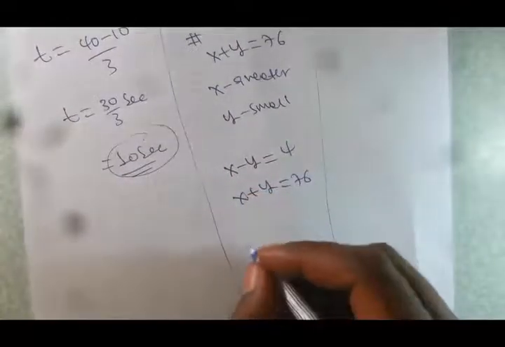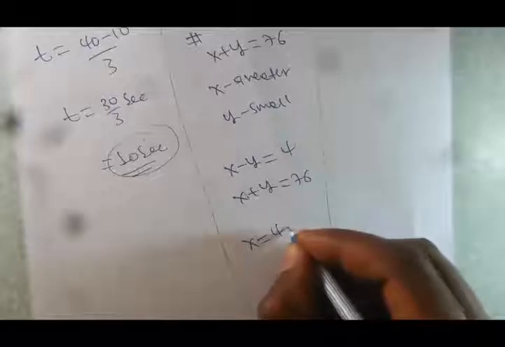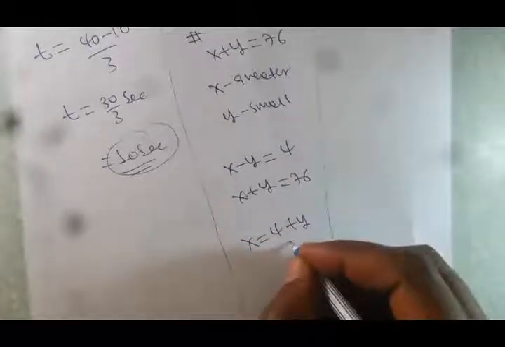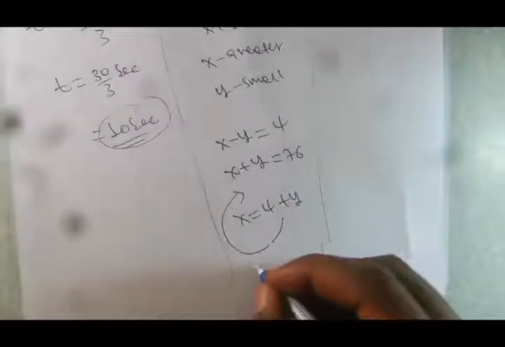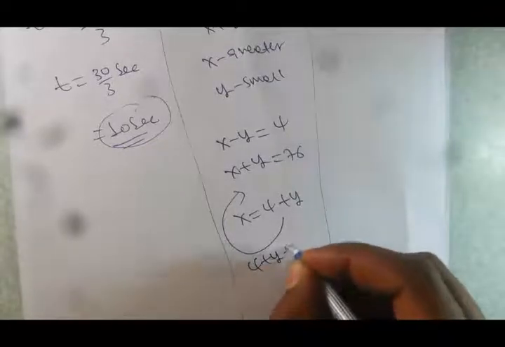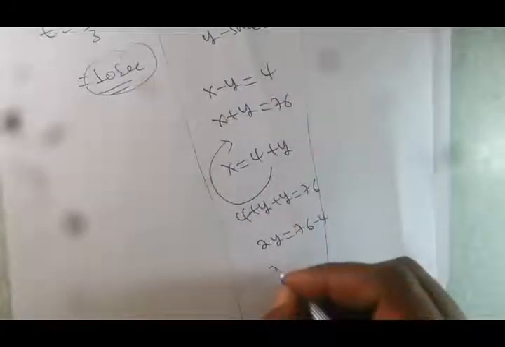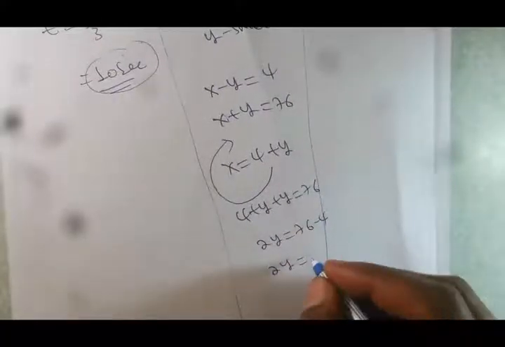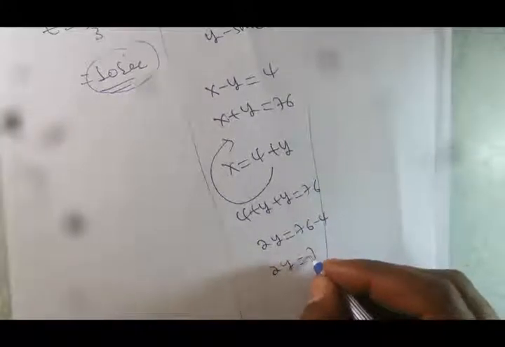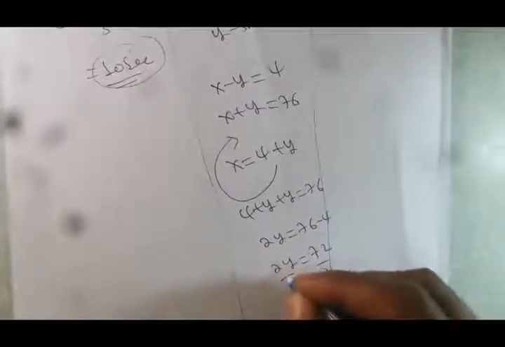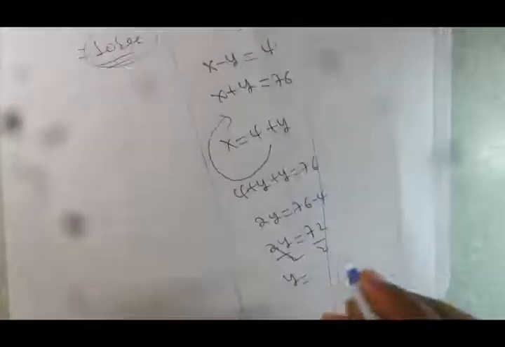From the first equation we know x is equal to 4 plus y. So inserting this in the second equation, 4 plus y plus y is equal to 76. 2 times y is equal to 76 minus 4. Therefore, 2 times y is equal to 72, over 2, over 2. The value of y is equal to what?